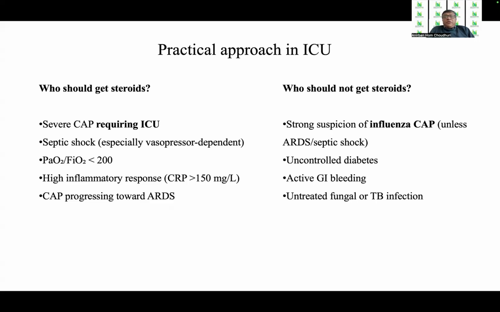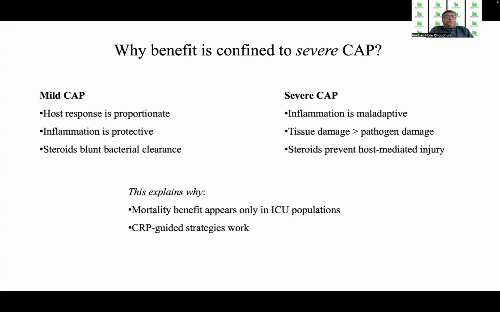Who should not get steroids? If there is a strong suspicion of influenza community-acquired pneumonia, unless the patient has gone into ARDS or septic shock, if the patient has uncontrolled diabetes, if the patient has an active GI bleed, or if the patient is either suspected or confirmed to have untreated fungal or TB infection.